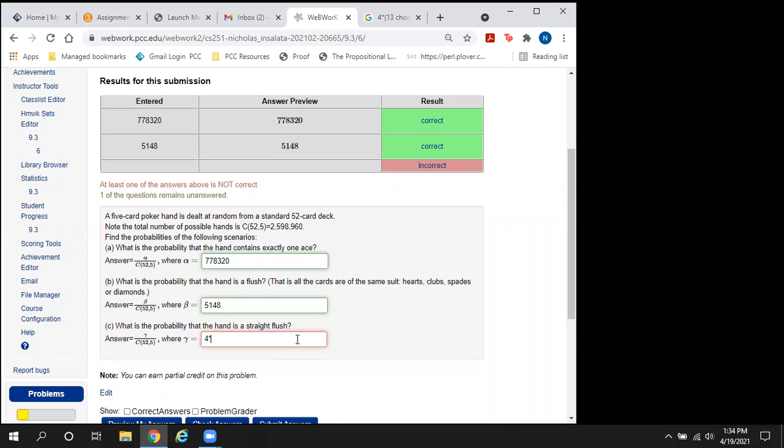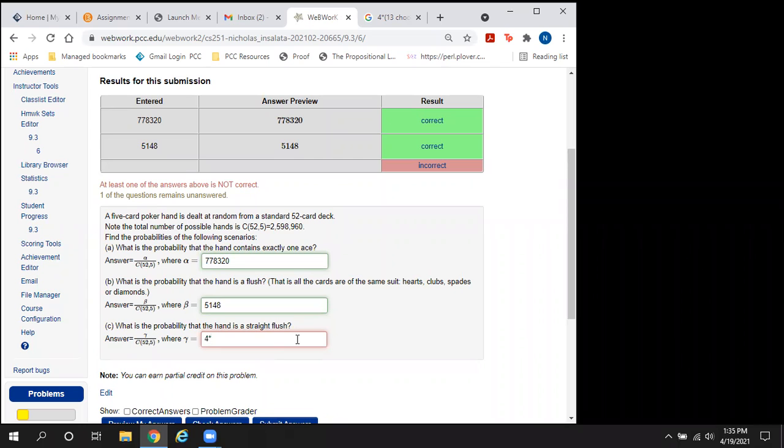Okay, so can someone give me an example of a straight? What's an example of a straight? 2 of hearts, 3 of hearts, 4 of hearts, 5 of hearts, 6 of hearts. Good. 2, 3, 4, 5, 6, right, is one example. What's another example of a straight?